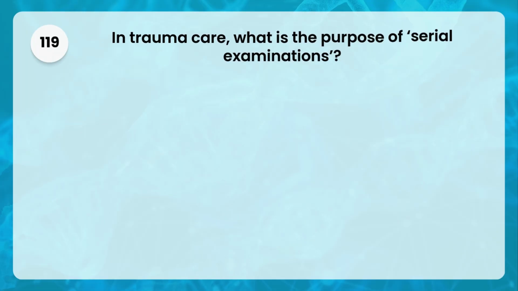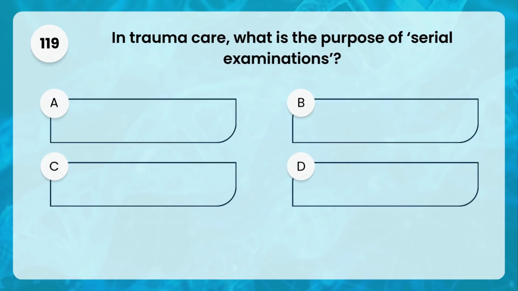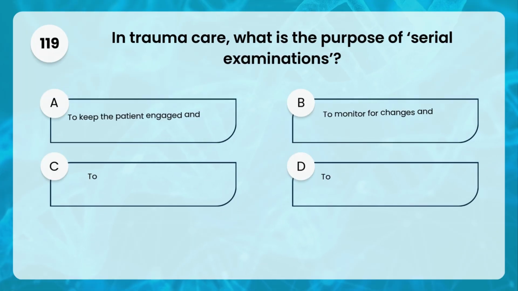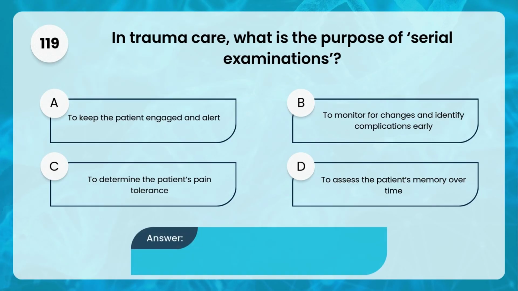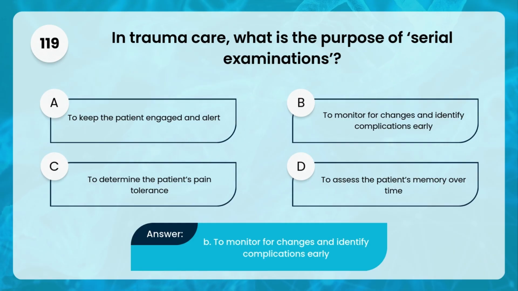119. In trauma care, what is the purpose of serial examinations? A. To keep the patient engaged and alert. B. To monitor for changes and identify complications early. C. To determine the patient's pain tolerance. Or D. To assess the patient's memory over time. The answer is B, to monitor for changes and identify complications early.